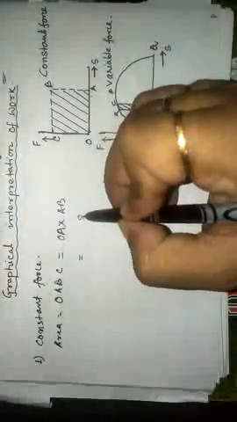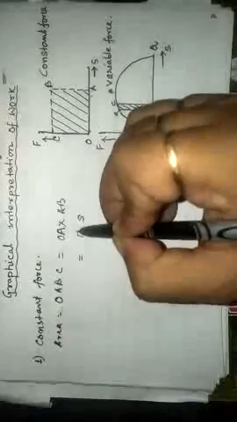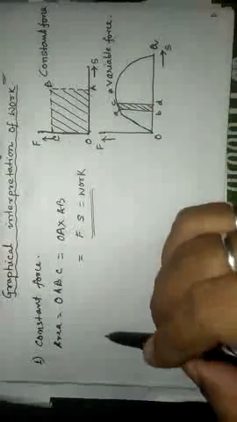How much is OA? OA is your displacement S. And how much is AB? AB is parallel to OC, so this is F. This side is F, this side is S. So F into S basically is your work. So if you want to find out work, you just find out the area under the curve. Here this is displacement, this is force. If you find out just the area, that gives you the amount of work done by a constant force.